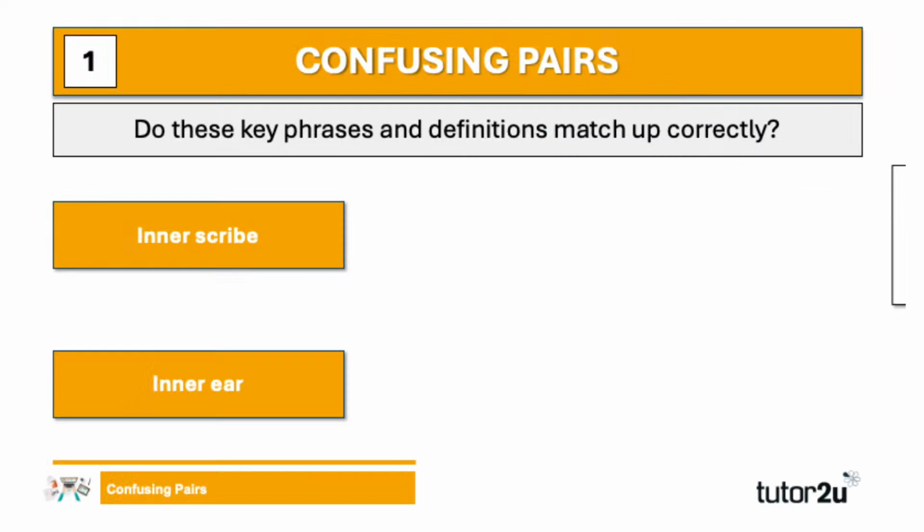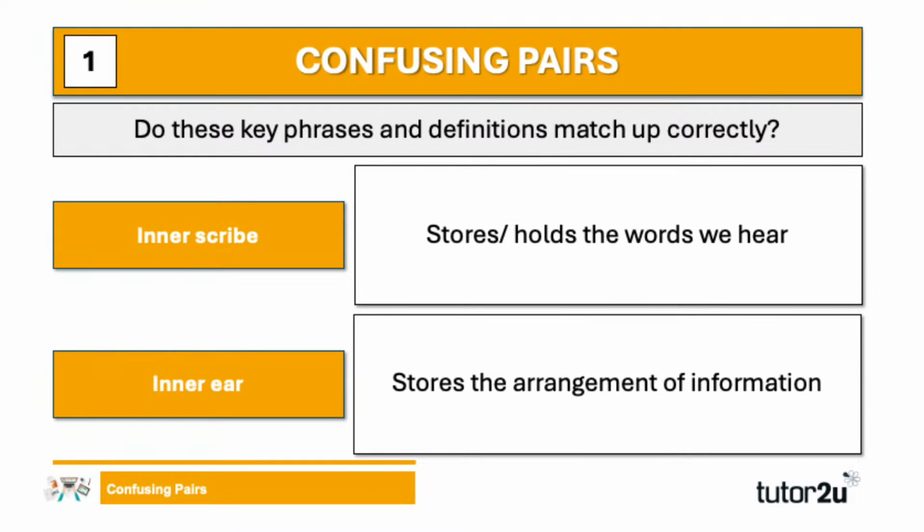I'm going to pass over to Laura now for our second activity. Okay, guys, for confusing pairs, the answer that I want you to place in the chat box is either correct or incorrect. So let's look at these definitions. Do they match up with the phrases? Inner scribe stores, holds the words we hear. Inner ear stores the arrangement of information. Is that correct or incorrect? Are they matched up correctly?